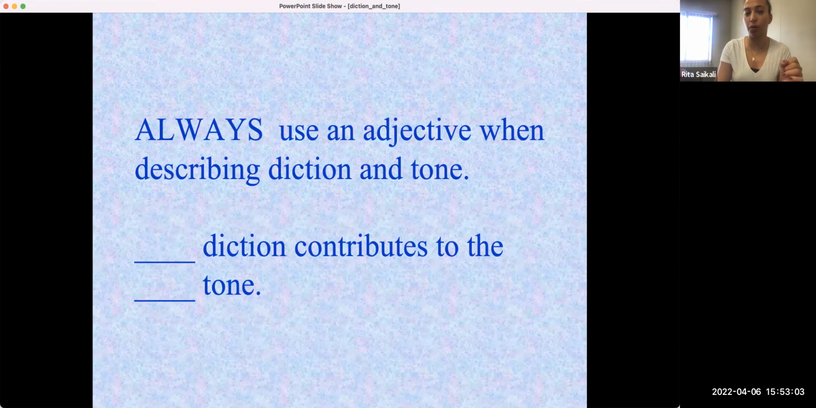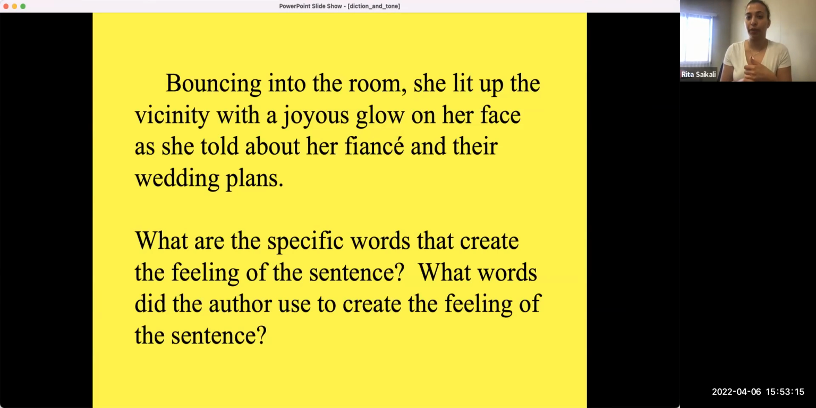Sad diction, or diction that portrays sadness, contributes to a sad tone. Yeah? Okay. So, bouncing into the room, she lifted up the vicinity with a joyful glow on her face as she told about her fiance and their wedding plans. Is she happy or sad? She's happy. Why? Also, what is she talking about? Fiance, wedding plans. These sound like great things, right? So her face lit up, right? She lit up. Joyous, right? Joyous is a great word, right?